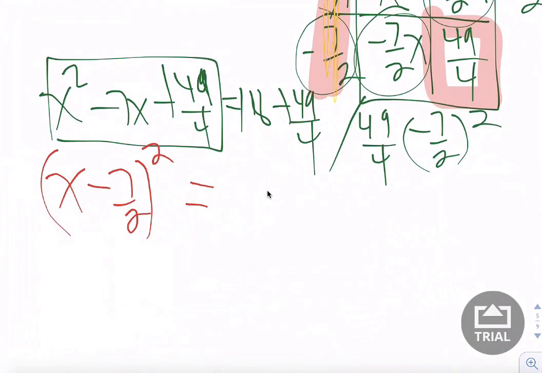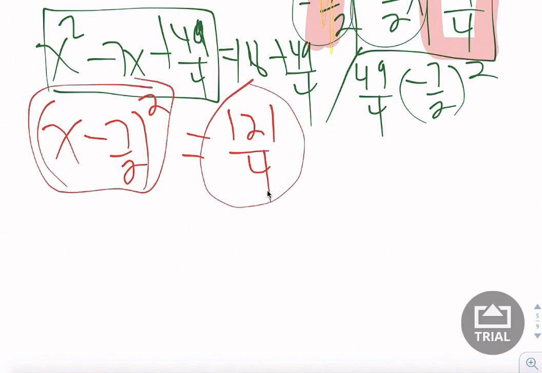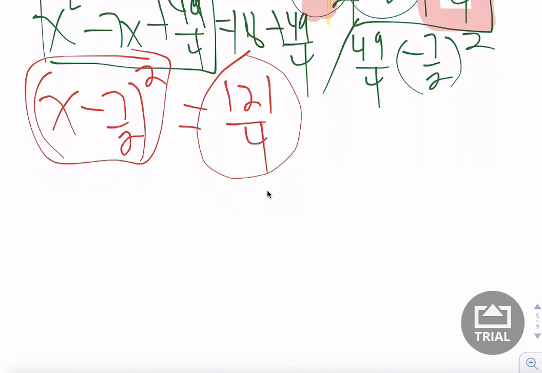Okay, equals 121 over 4. If we look at this, on the left side I've got something squared. What I want to do is get the square root of that on the right side. Well, the square root of 121 is 11. The square root of 4 is 2. So I'm going to write it this way.